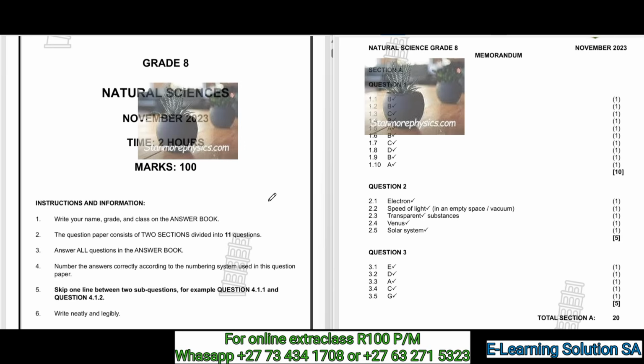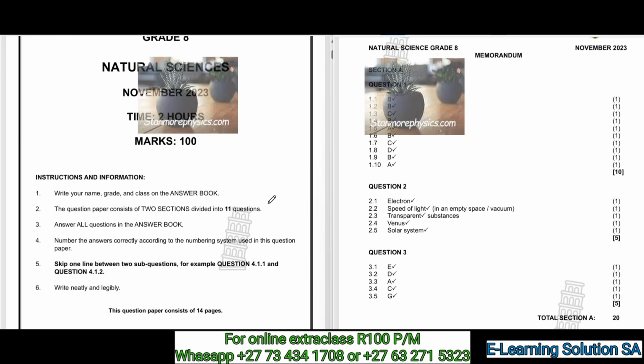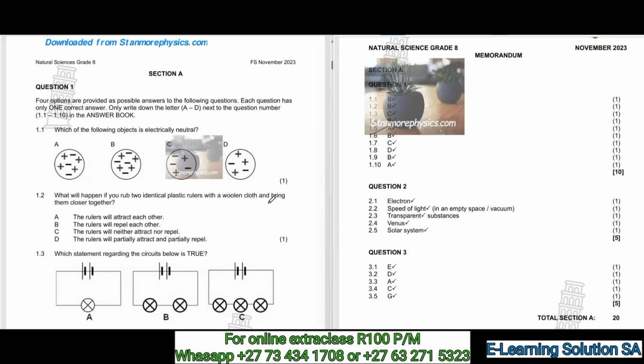The instructions and information for this paper are as follows. Write your name, grade and class on the answer book. The question paper consists of 2 sections divided into 11 questions. Answer all the questions in the answer book and number the answers correctly according to the numbering system used in this question paper. Skip one line between 2 subsections, sub questions, for example question 4.1.1 and question 4.1.2. Write neatly and legibly. Now moving to the questions.